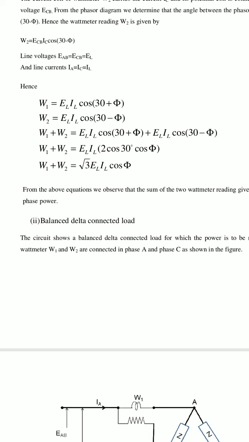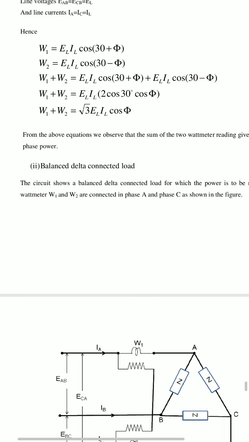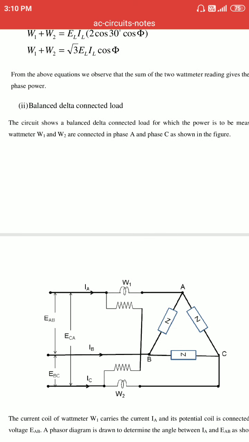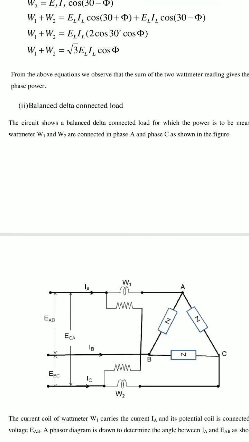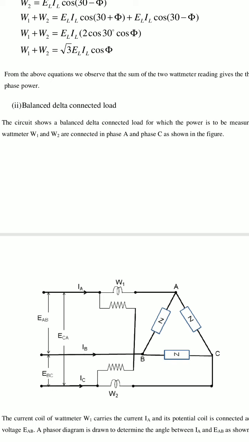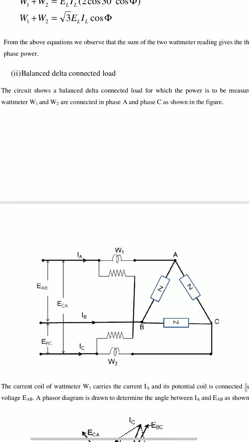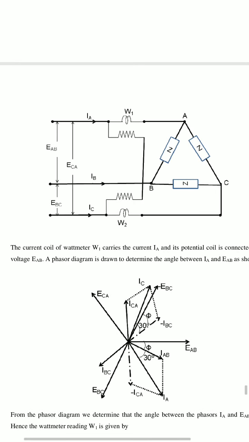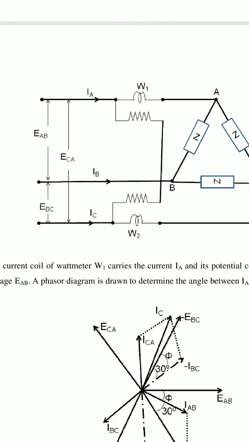Now go for the balanced delta connected load. The circuit shows a balanced delta connected load for which the power is to be measured. Wattmeters W1 and W2 are connected in phase A and phase C as shown in the figure. See, observe this one very carefully.